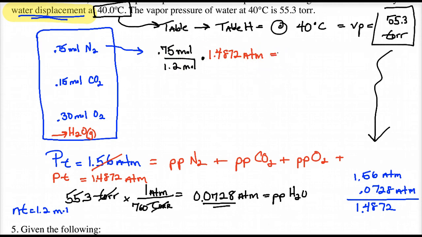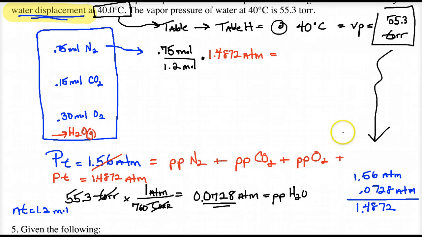So take our mole fraction, 0.75 divided by 1.2, and if you want that number first, you can. That's 0.625. And what this expression means is about 62.5% of all the molecules is due to N2, which means 62.5% of all the pressure is due to N2. That's how this works. So take this number, times it by my total, to find out the exact partial pressure.